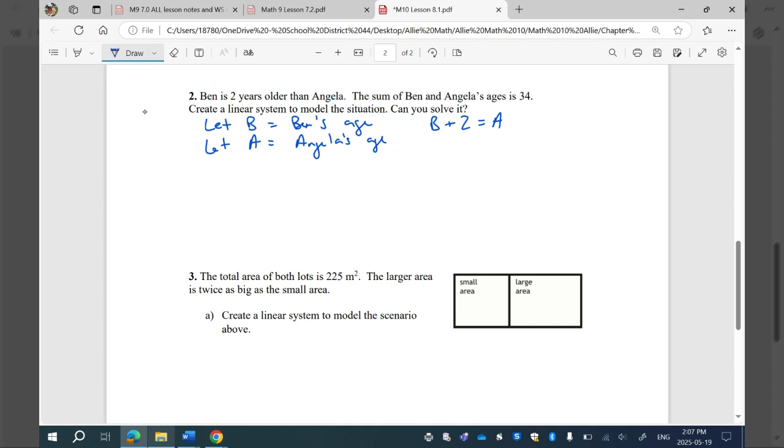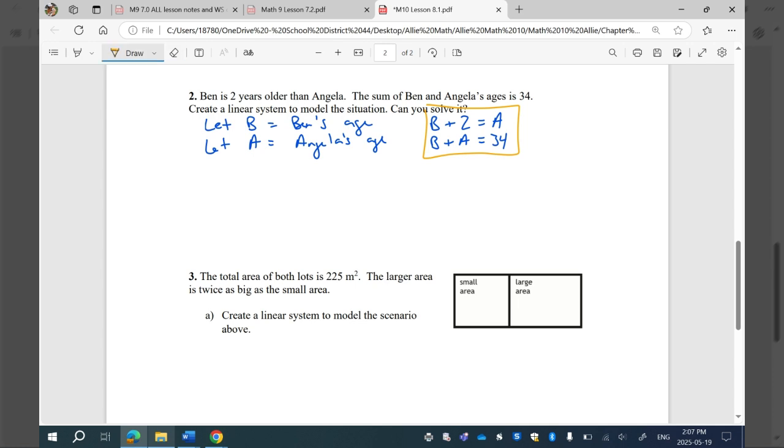And the next one, we know that the sum of Ben and Angela's ages, we add them together, they equal 34. Okay, so there is our linear system right there. We have two equations, two pieces of information. And this one, we could graph it.